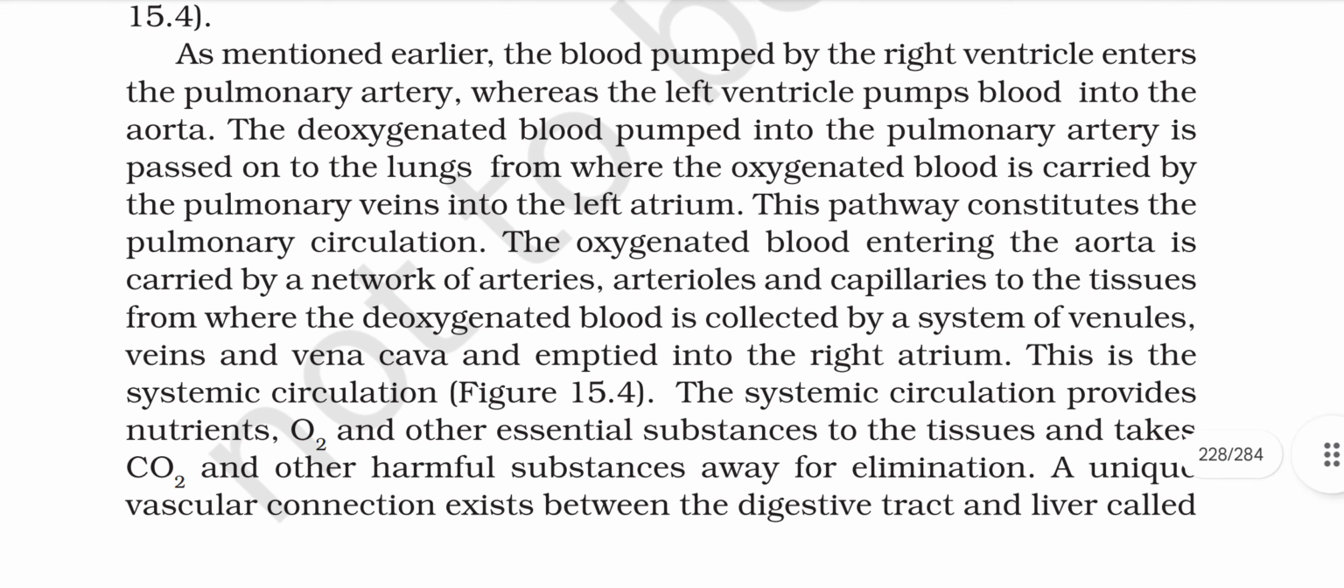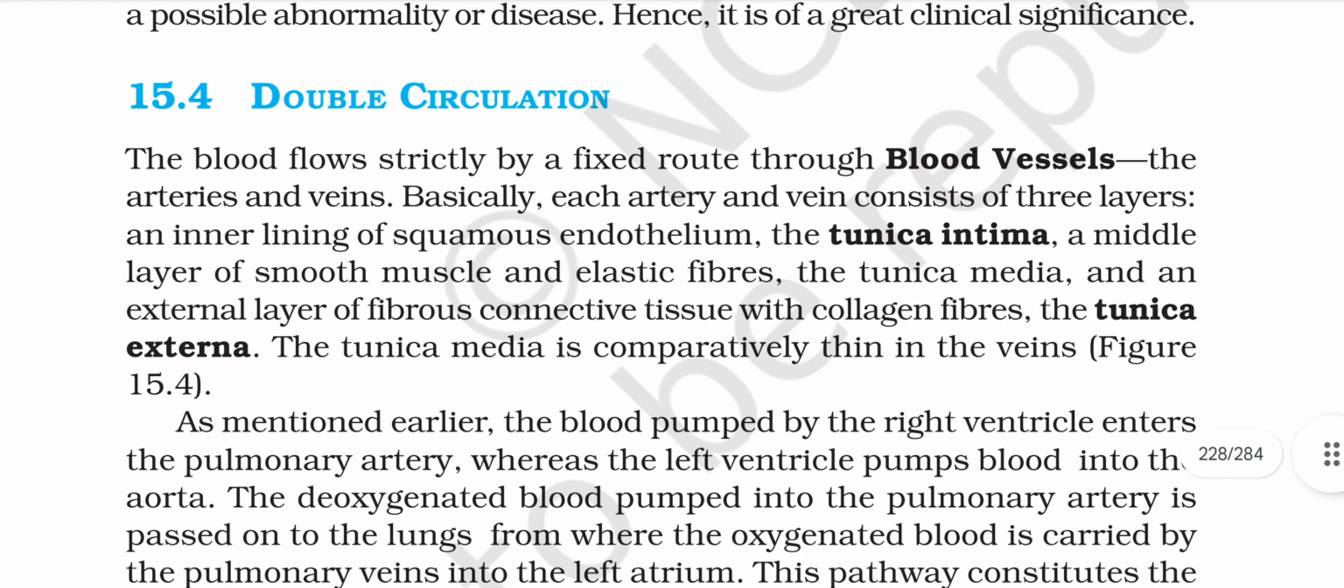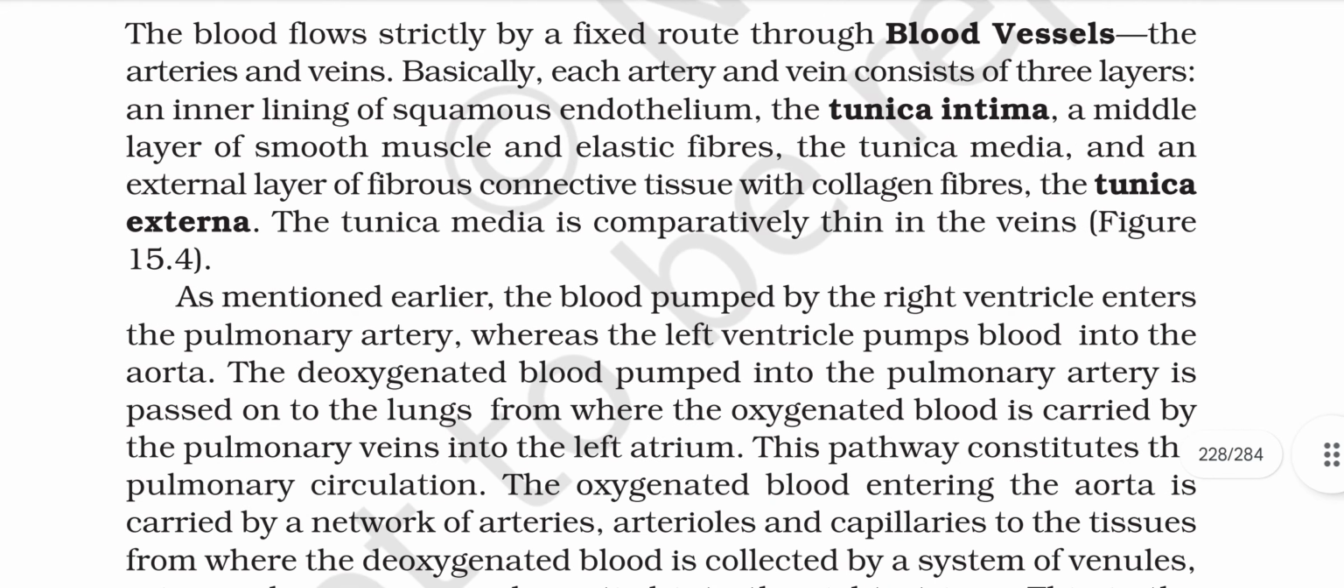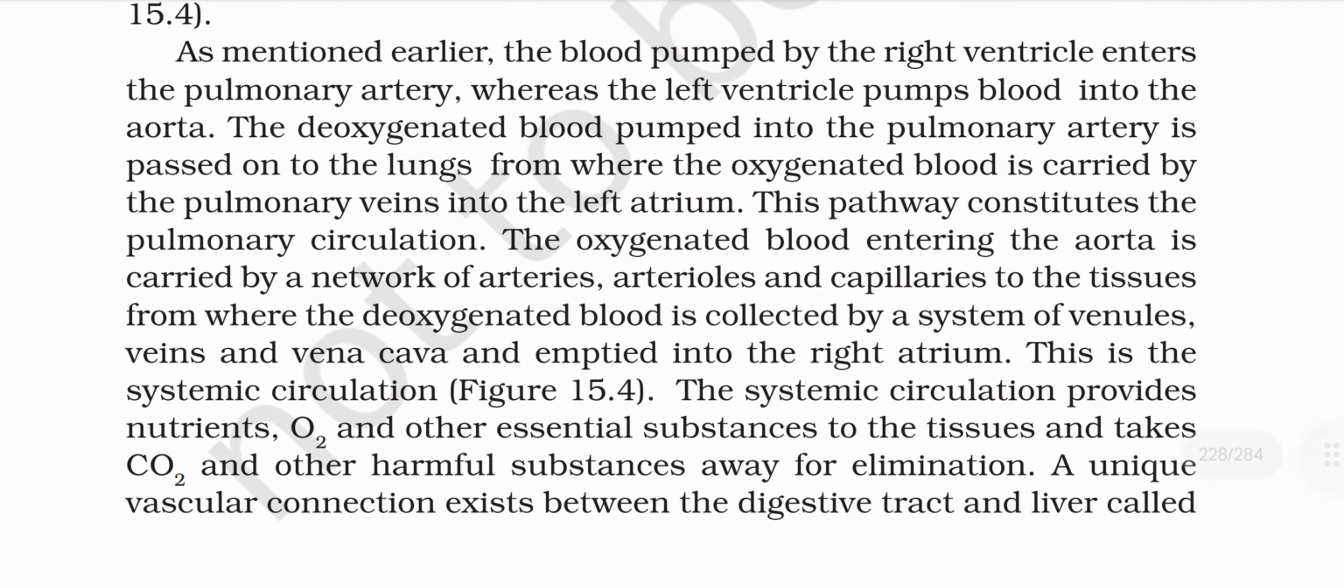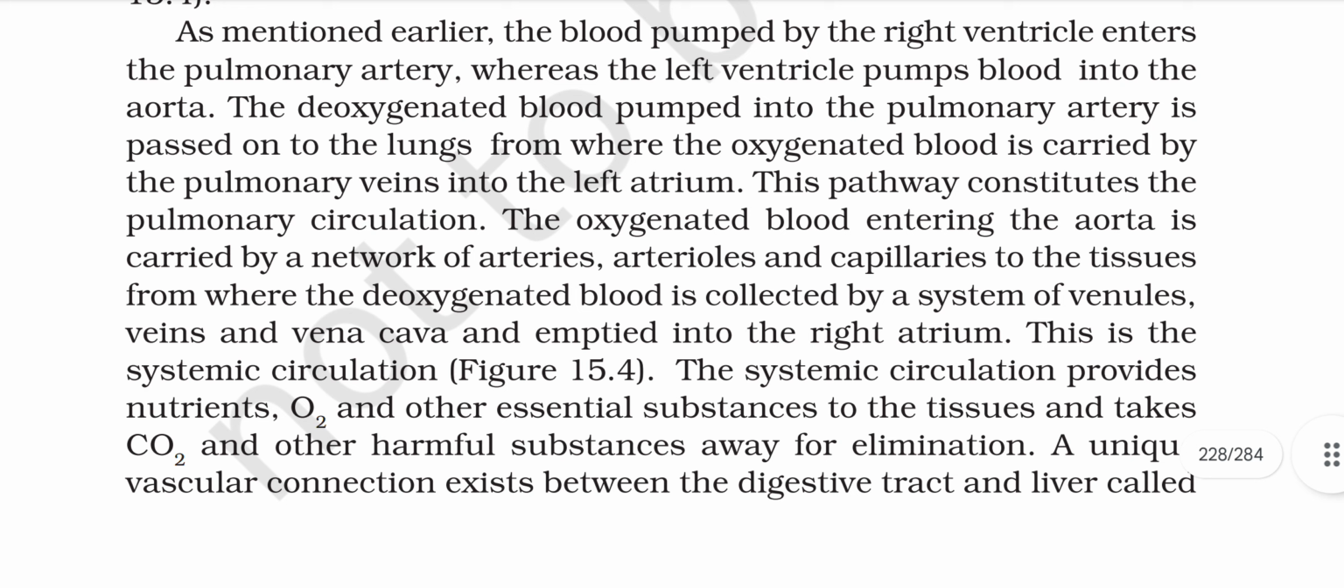As mentioned earlier, the blood is pumped. It has a diagram, we will see that later. As mentioned earlier, the blood pumped by the right ventricle enters the pulmonary artery, whereas the left ventricle pumps the blood into the aorta. The deoxygenated blood pumped into the pulmonary artery is passed on to the lungs, from where the oxygenated blood is carried by the pulmonary veins into the left atrium.